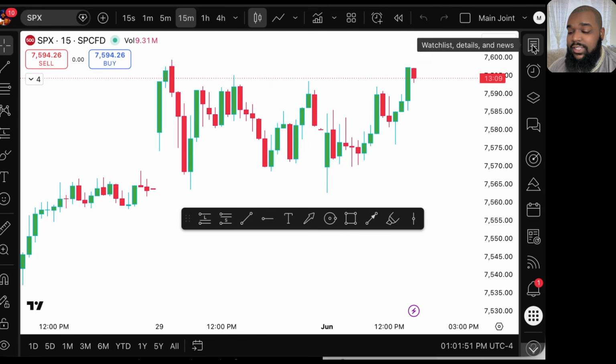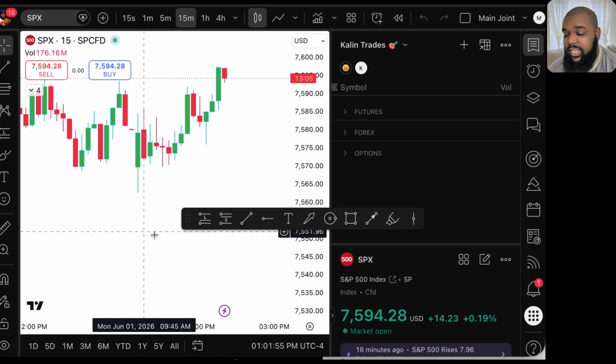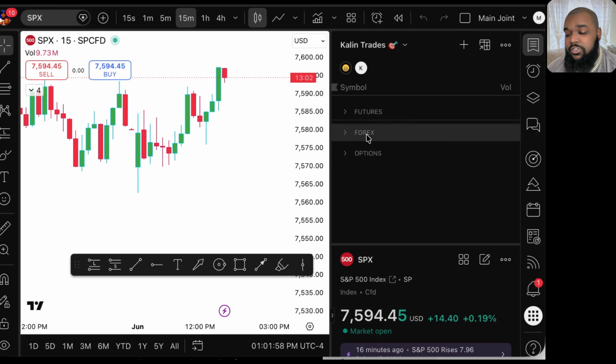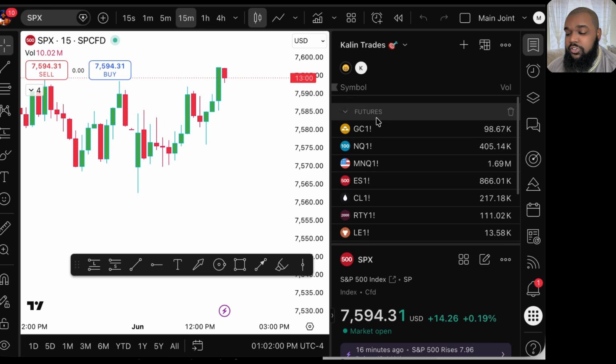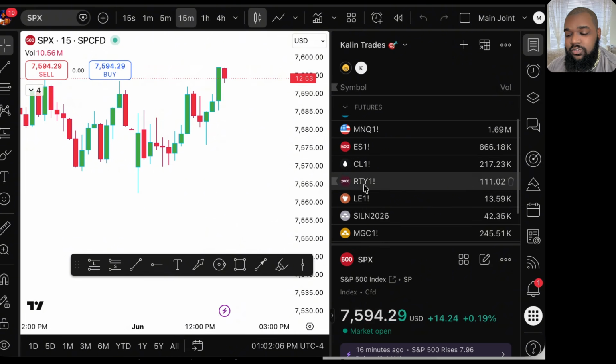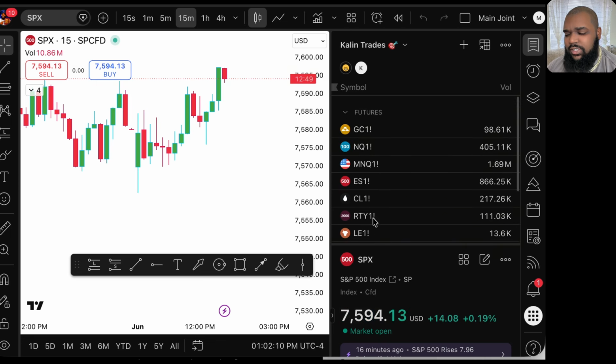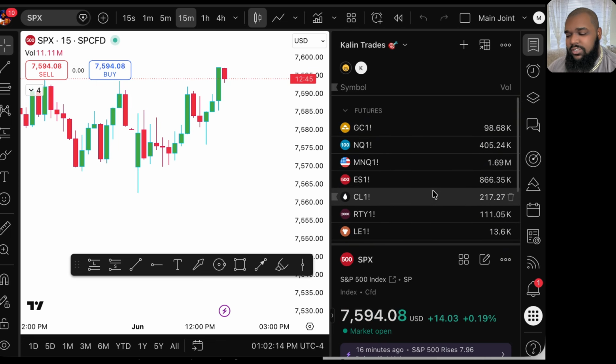The next thing we're gonna do is go over here, and this is my toolbar of the things that I trade. You can trade futures, Forex, or options. Futures will allow you to trade things like gold, NASDAQ, the S&P 500, crude oil, the Russell. You can trade live cattle, silver, all these different things. That is what futures allows you to do. If you guys want to copy that, these are the tickers.